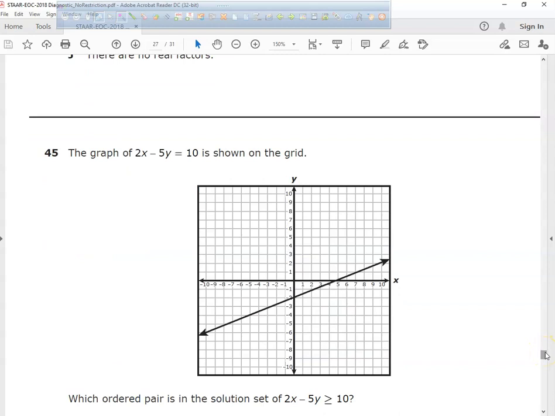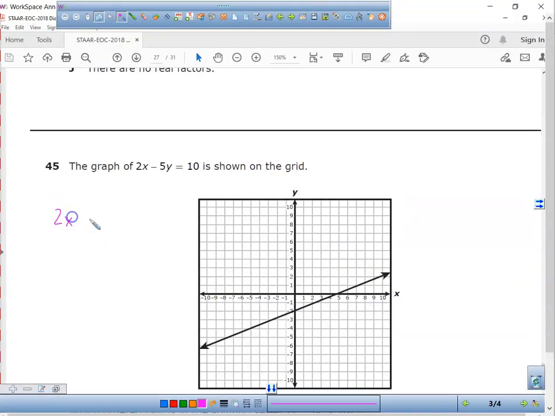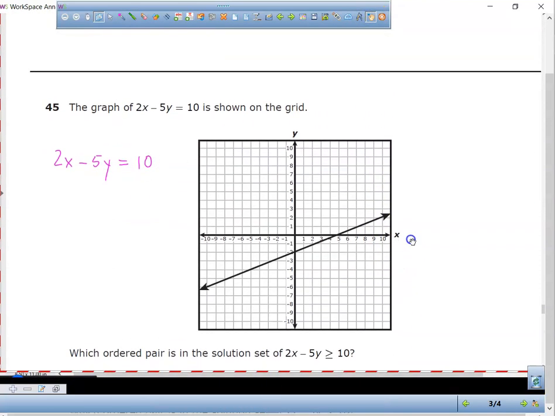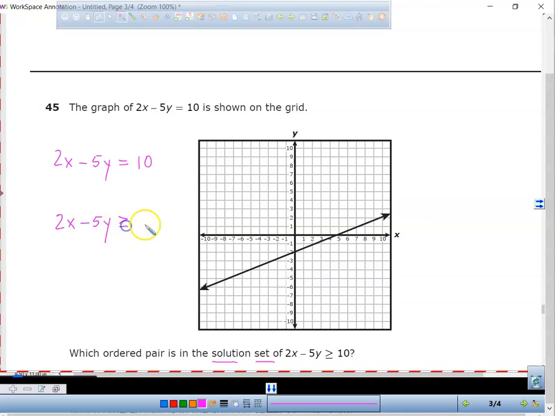Okay? All right, if you guys would please look at problem number 45. Has 2x minus 5y equals 10. It says which ordered pair is a solution set of 2x minus 5y is greater than or equal to 10. So if you would please, we're going to show you guys where this is going to be shading.